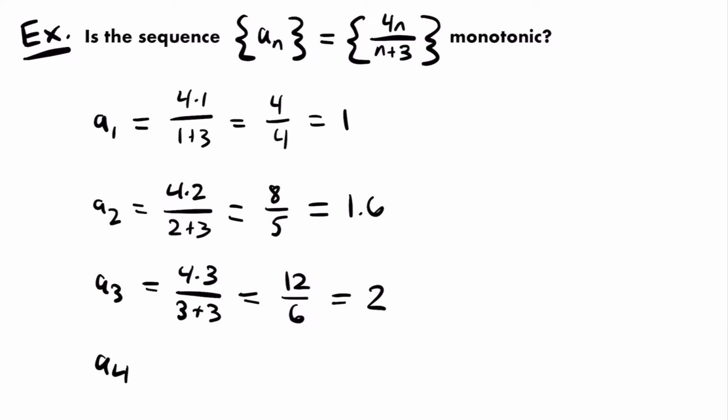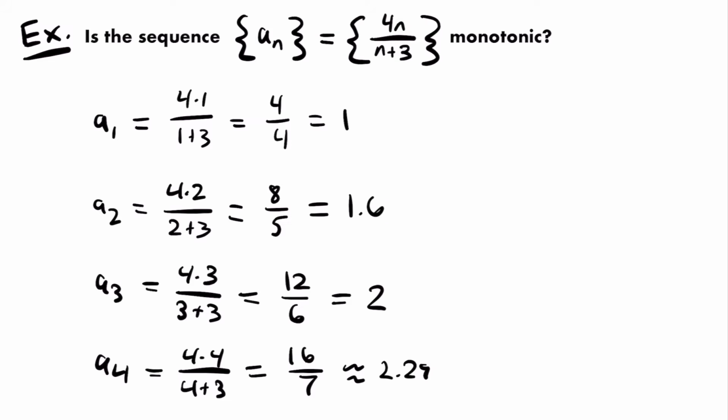And then for a sub 4, that will be equal to 4 times 4 divided by 4 plus 3, and that is equal to 16 divided by 7. And 16/7 is approximately equal to 2.29. Alright, so now for each subsequent term, we can see that the next value is greater than the previous value. We started at 1, then we have 1.6, which is greater than 1, then we have 2, which is greater than 1.6, and then we have 2.29, which is greater than 2. And so we can see that each term is getting greater, so we know that this sequence is increasing, but we need to prove that.